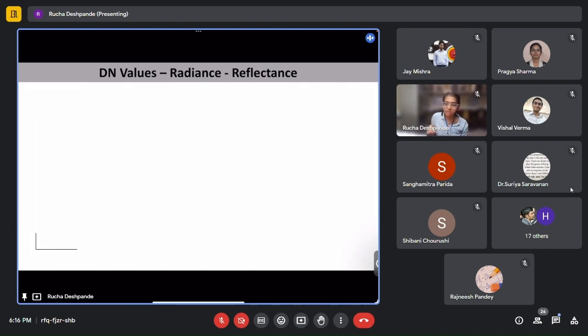All right, so we will move to the next week's content. We had not covered lecture 3 in our last class. So first, I will discuss how DN values, radiance and reflectance are all related. We will look at it quickly, and then we'll move over to solve a couple of problems.